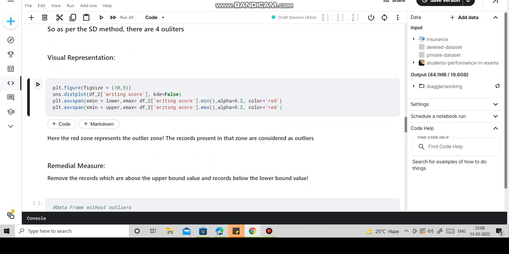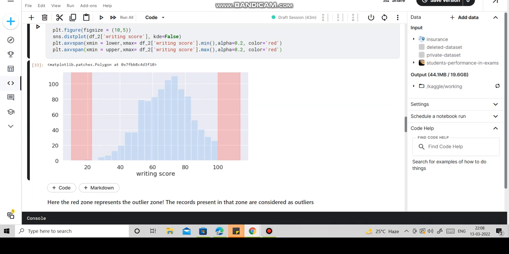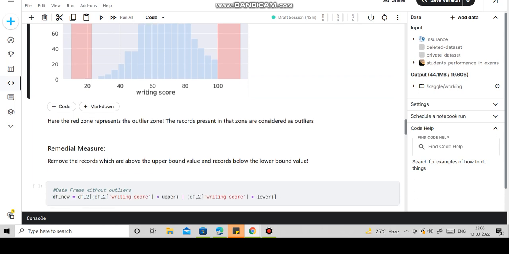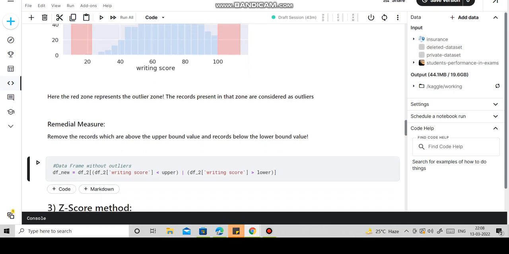Let us plot the data. So over here again, any point which is beyond the upper limit, any point in red, is an outlier. So what are the remedial methods? Again the same thing, we keep the data points which are within the upper and the lower limits. So that is how we do it.